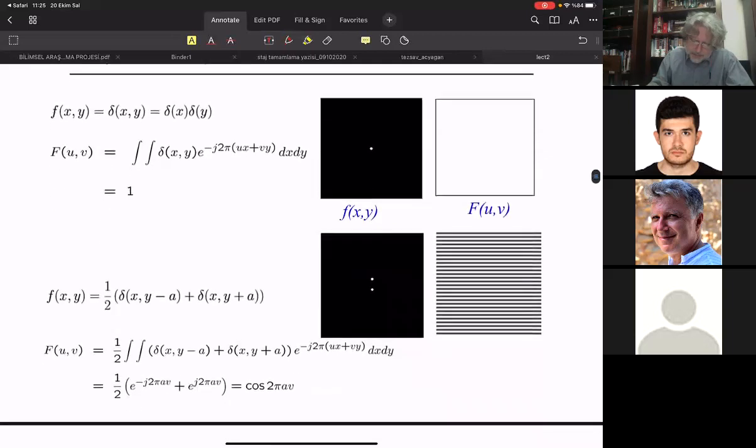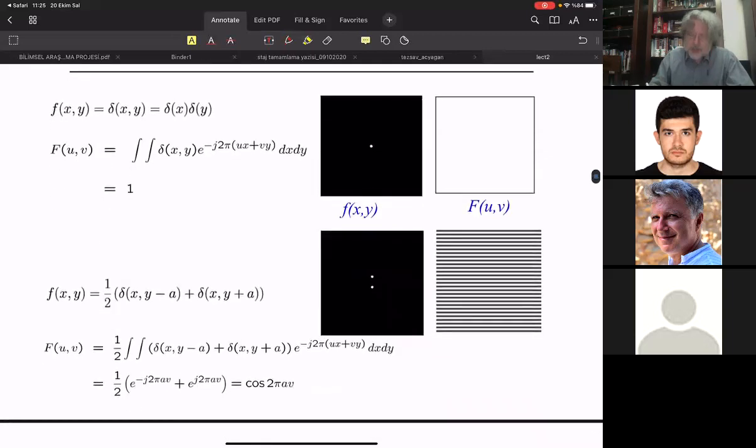The other one is containing 2 pulses, and the 2 pulses will give you a sinusoid, a wave function in the Fourier transform domain. If you rotate those 2 pulses, the wave function will rotate the same way. So the angle that you rotate your image, its Fourier transform is rotated by exactly the same angle. That is a very important and critical property that you have to always keep in your minds.